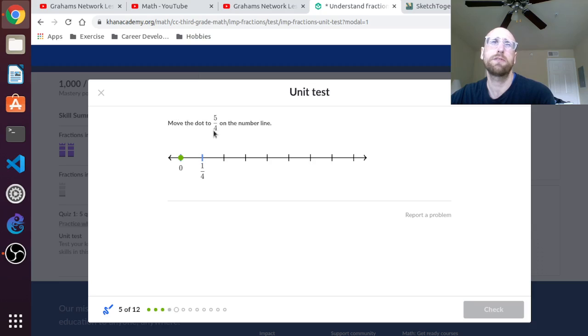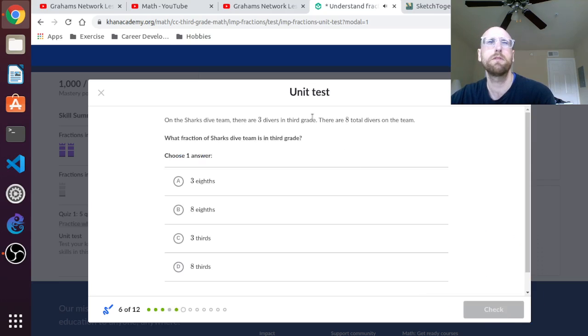So we're gonna move the dots to 5 over 4. So here we've got 1, 2, 3, 4, 5. That looks like an easy one. Yep, that's more of like a freebie.